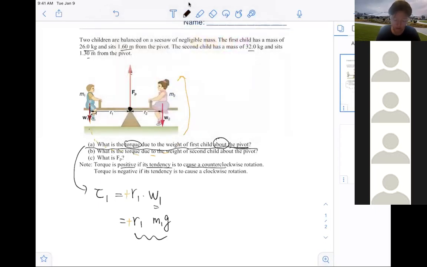Now the second question, B, is to calculate the other torque. You can see that R2 and W2 are again already perpendicular, so I'm simply multiplying them together: R2 and M2 G. So for W2, do you think that torque would be positive or negative?